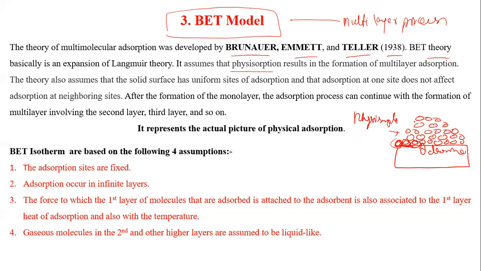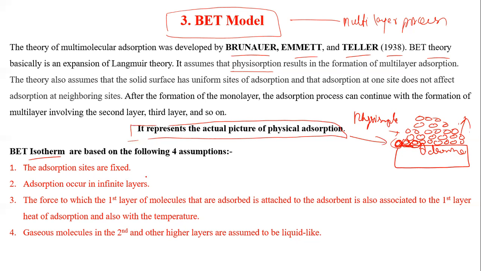So after the formation of this monolayer, the adsorption process continues with the formation of multi-layers, that is second, third, fourth, fifth, and so on. So the BET model assumes that multi-layer adsorption can occur, due to which the BET model actually represents the actual picture of physical adsorption. So this BET model actually reflects how physisorption or physical adsorption can take place on the surface of the solid. Like the previous model, this BET isotherm is also based on some assumptions.